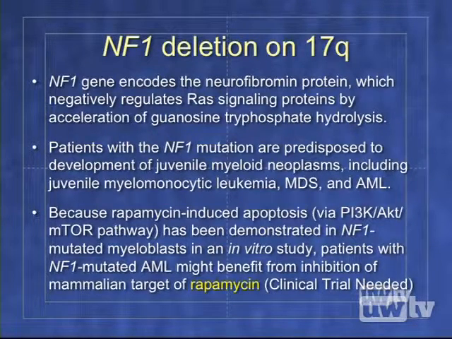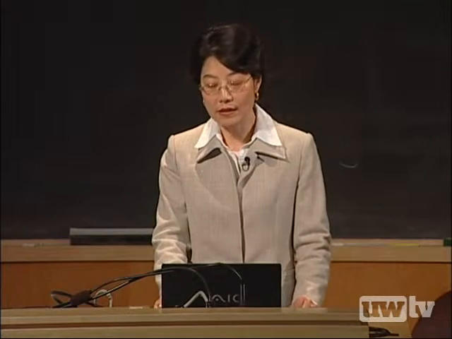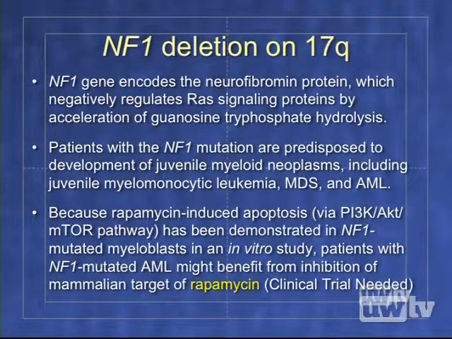Okay, so this case also helped tell us that potentially the results can actually guide therapy. The reason is, in this case, we identified the NF1 gene deletion. This is a gene that encodes the neurofibromin protein, which negatively regulates RAS signaling proteins by alteration of the adenosine triphosphate hydrolysis. And the clinical geneticists will tell you that patients with constitutional NF1 mutations are predisposed to development of juvenile myeloid neoplasms, including juvenile myelomonocytic leukemia, myelodysplasia, and acute myeloid leukemia.